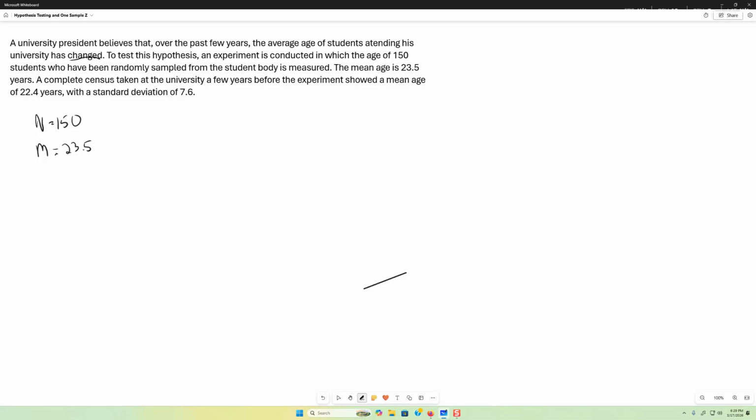A complete census taken at the university for a few years showed a mean age. Now that's the population because it's a complete census. So that means historical data. The mean of the population is 22.4. And the standard deviation of the population is 7.6. We know sigma, so we can use Z. So here's our Z again.